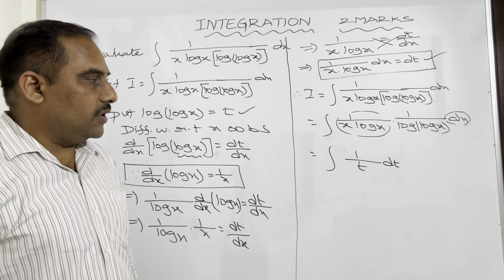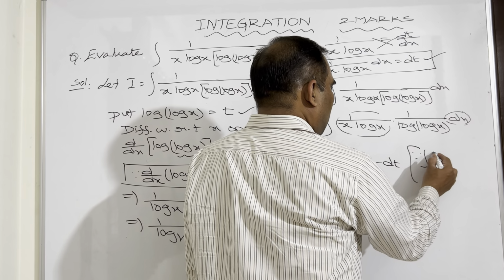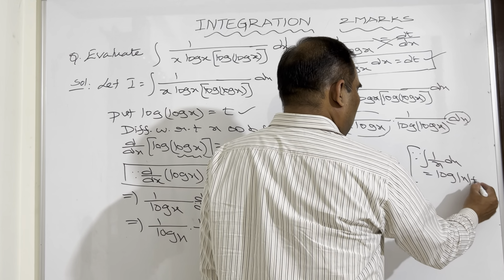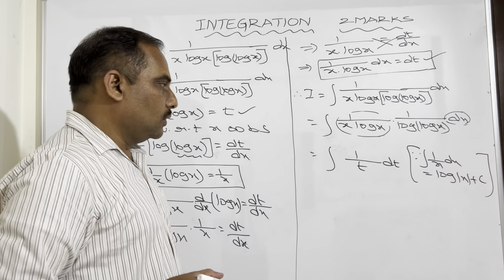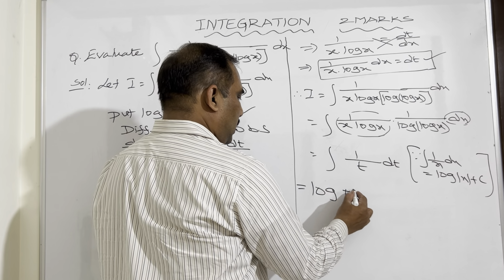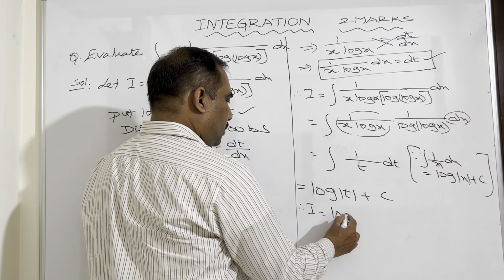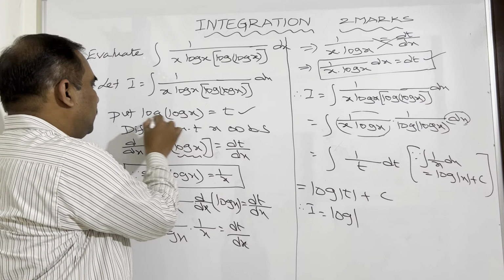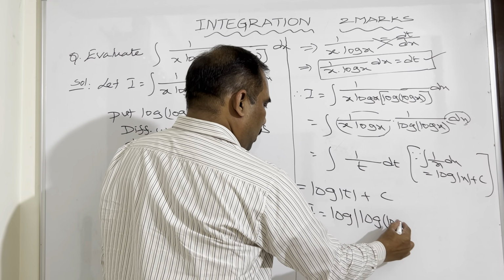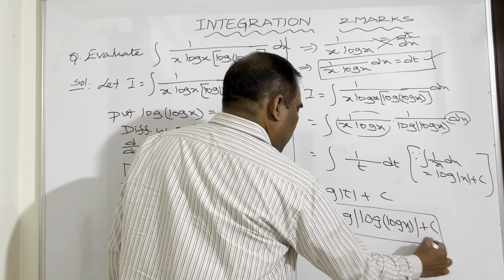So again we get the function in the form of the integral of 1 by t dt. We know that the integral of 1 by x dx is equal to log mod x plus c. Same like that, the integral of 1 by t dt is log mod t plus c. Therefore I is equal to log mod t, where t is replaced by what we have taken here, log of log x. So log mod log of log x plus c, which is the integral of the given function.